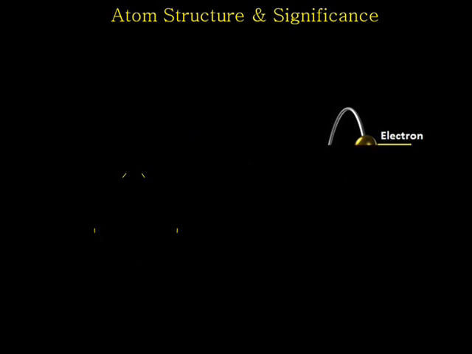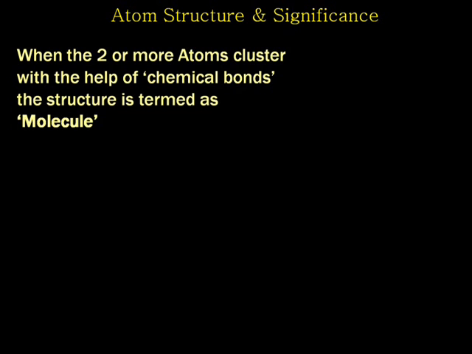Here's a thought. Do atoms exist alone or do they cluster together? Well, they can exist alone and in groups as well. When two or more atoms group together with the help of chemical bonds, this structure is known as a molecule. Here's how it looks.